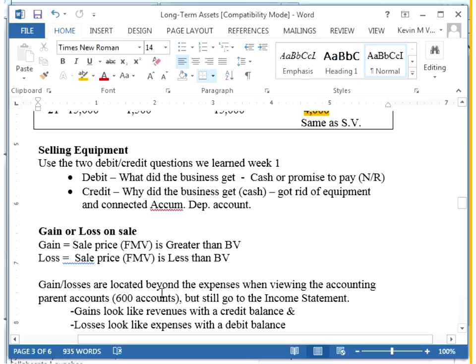Gains and losses are treated very similar to how an expense will look, or I should say losses are treated like how an expense will look. Losses will have a debit balance just like all of the expenses. Gains will look like a revenue, even though they're not revenues, but they will look like it with an increase, the normal balance on the credit side. But really the gains and losses are even beyond the revenue and expense areas when we look at the parent accounts on our T accounts.